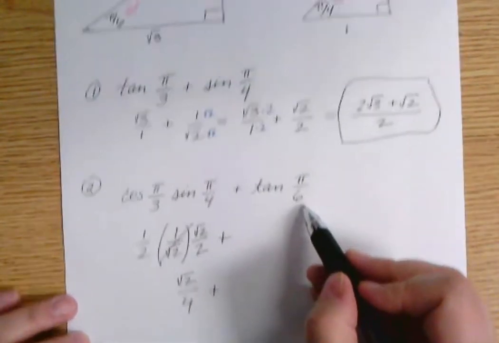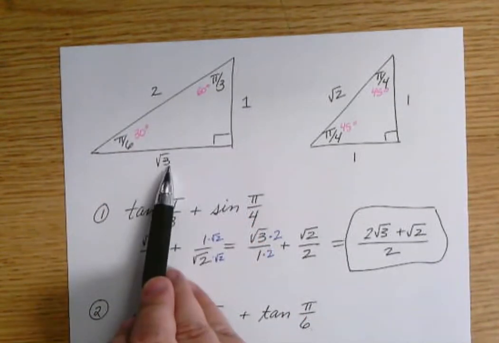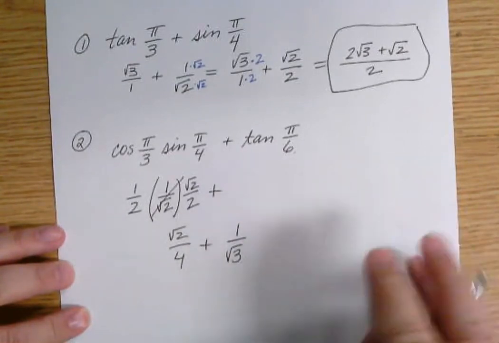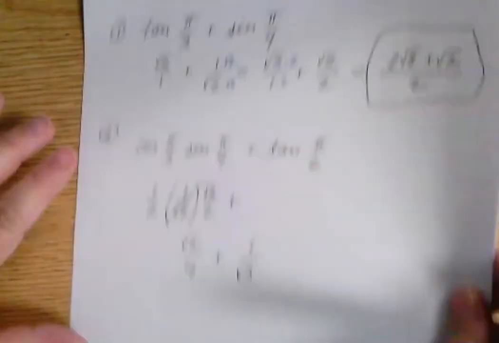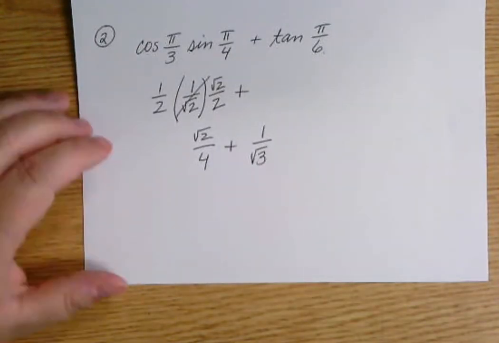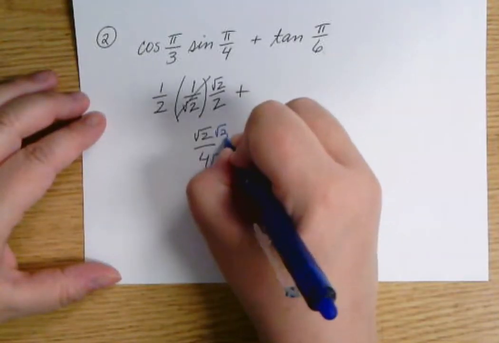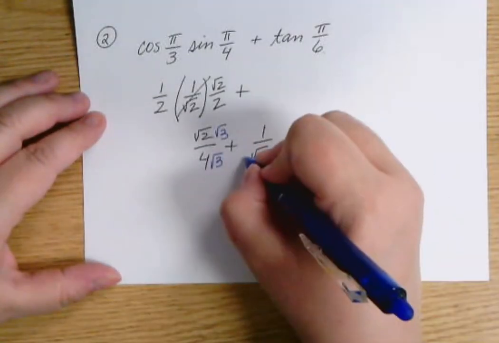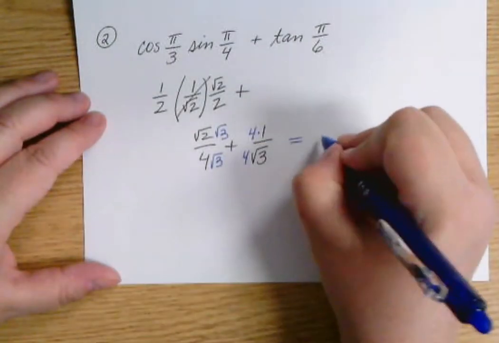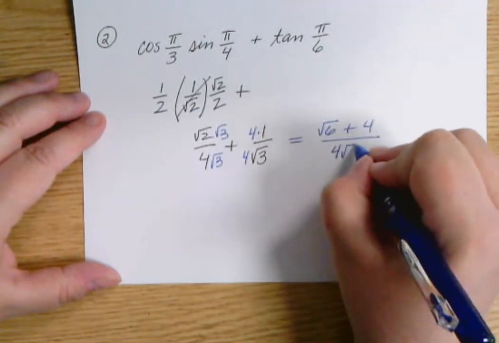Tan of pi over 6. Here's pi over 6. Opposite over adjacent is 1 over root 3. Okay, it looks like to get a common denominator on this one, I'm just going to multiply by denominators. I think it's probably the easiest way. Multiply by root 3 on top and bottom there, and multiply by 4 on top and bottom here. And I get square root of 6 plus 4 all over 4 root 3.